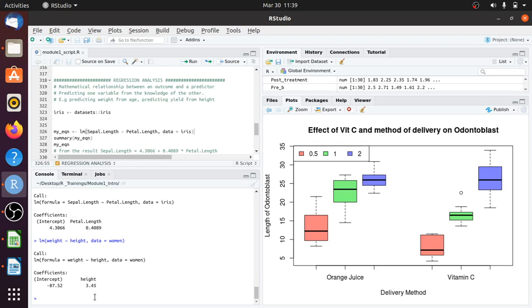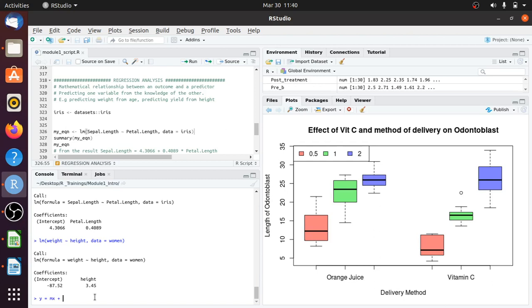From this, remember our equation of a straight line graph. I'm going a bit mathematical: y equals mx plus c, where m is the slope and c is the intercept. That is what it is giving us. Let's assume that we don't know the weight of somebody, but we have the height. Then 3.45 times height minus 87.52 will give us the weight. So how would we get that?